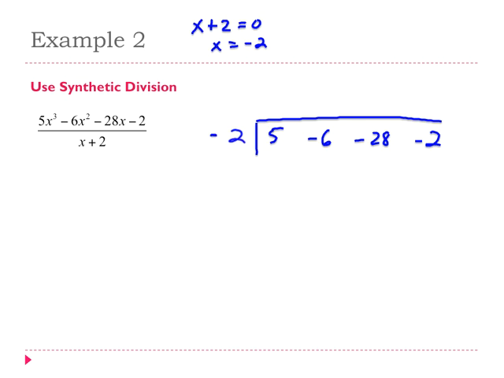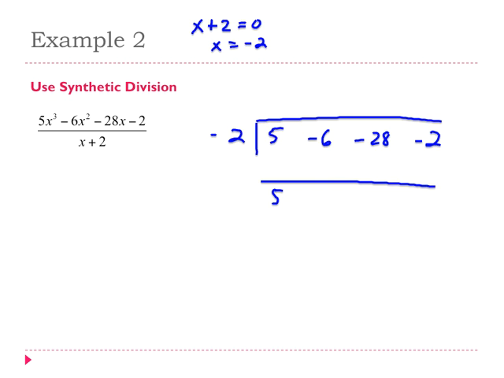Negative 2 is what we use for synthetic division, okay? So rather than putting x plus 2 outside of this divisor box, we put negative 2. Now watch what happens. With synthetic division, it's far easier than polynomial long division. The first step is always to bring down the first term. So I'm going to bring down 5, and then I'm going to multiply.